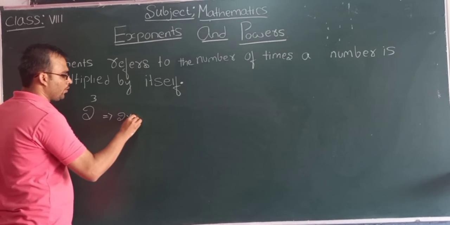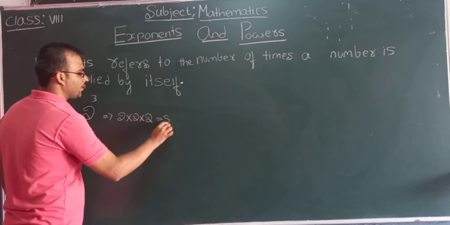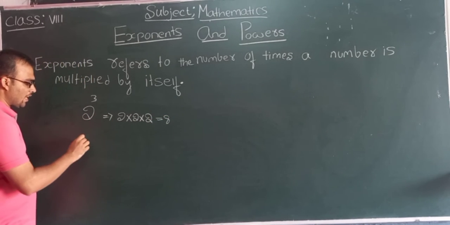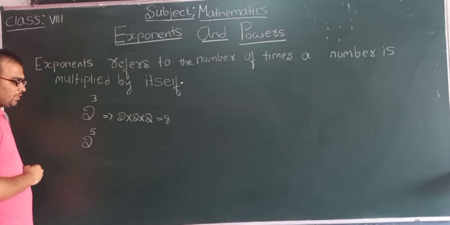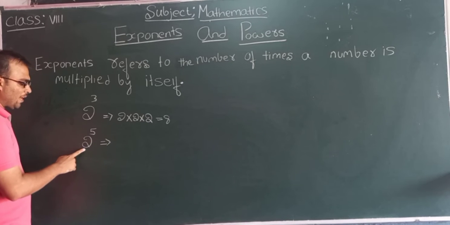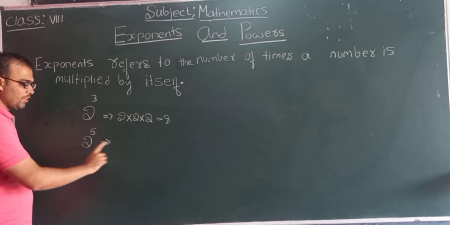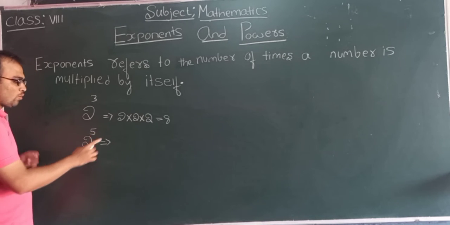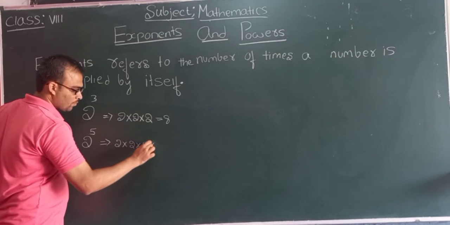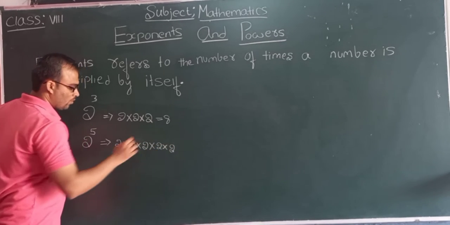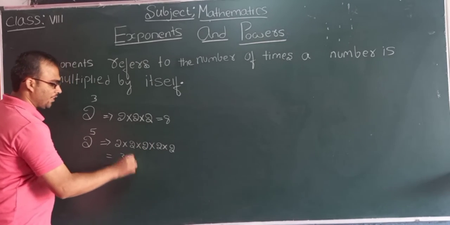that is 2 into 2 into 2, that is 2 twos are 4, 4 twos are 8. If I write 2 to the power 5, it means we need to multiply 2 five times. We need not multiply like 2 fives are 10. So we need to multiply 2 five times: 2 twos are 4, 4 twos are 8, 8 twos are 16, 16 twos are 32.